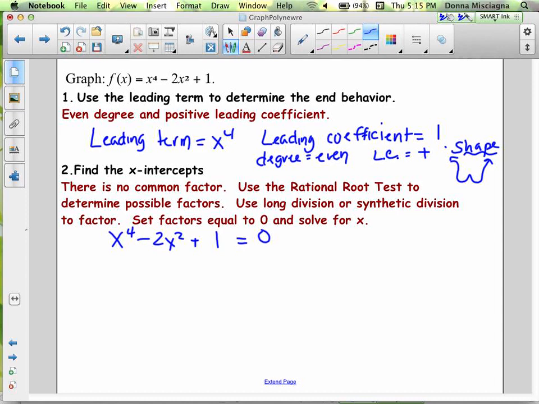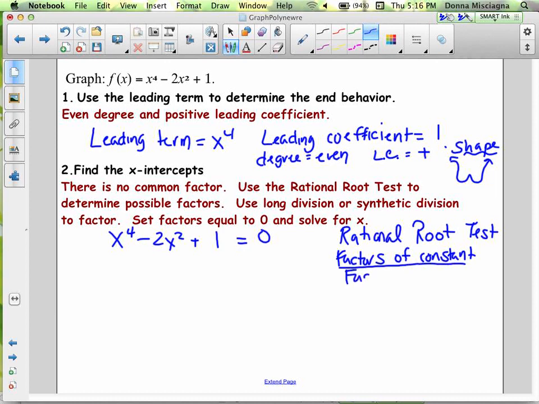All right, so if we're going to use the rational root test, and any time that you're using synthetic division, I should see the rational root test, so that you know what your possible solutions are. So for the rational root test, we take the factors of the constant term and divide that by factors of the leading coefficient, LC. And those are going to be our possible solutions.